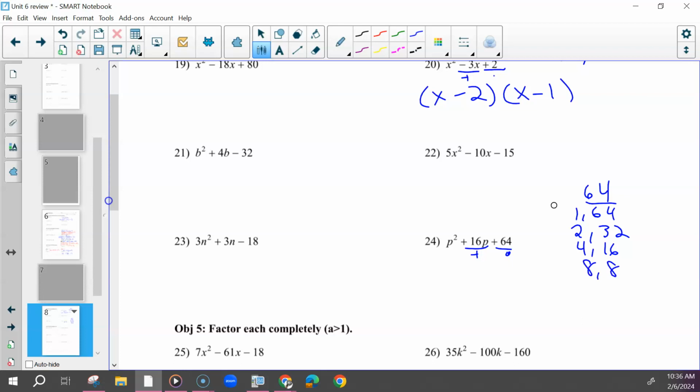Which of these, if I added them together, would give me 16? 8 plus 8. So p plus 8 and p plus 8.